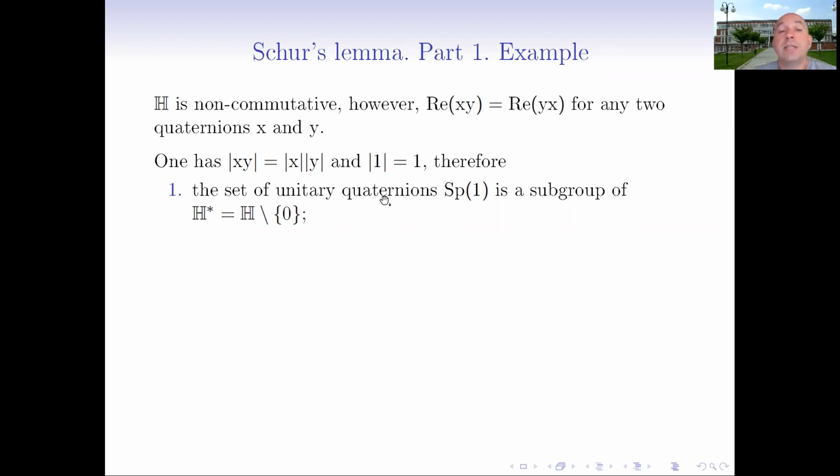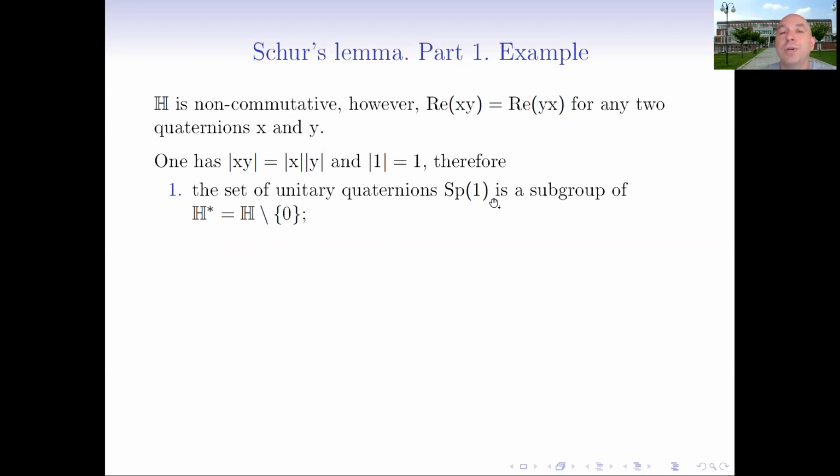Therefore, if you consider the set of all quaternions with unit length, so the quaternions x such that the absolute value of x equals 1, they will be, first, non-zero, so invertible. Second, the product of two such quaternions will also have absolute value equal to 1. So it means that they are closed under multiplication and taking inverses inside the group of non-zero quaternions, and this is called Sp(1). This is the group of unitary quaternions.